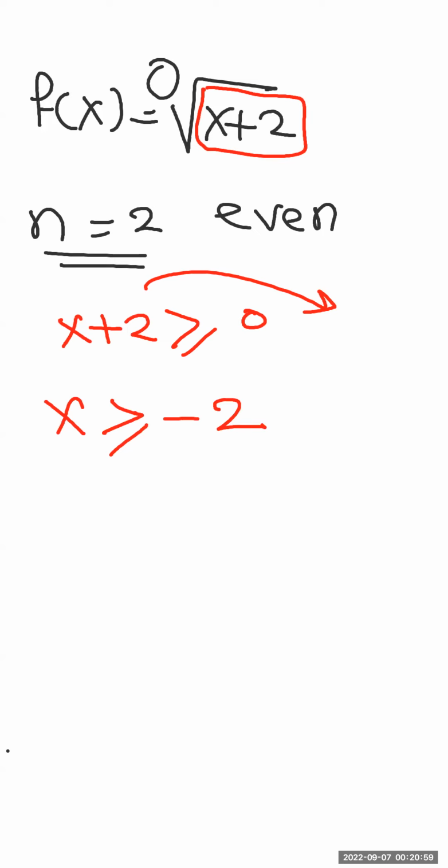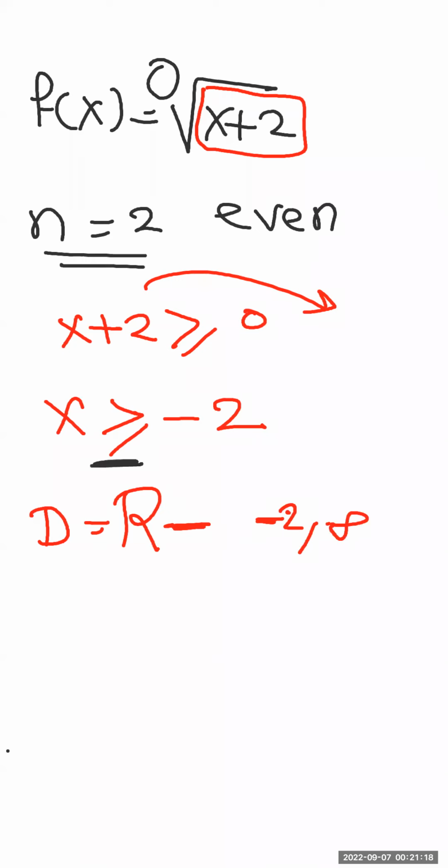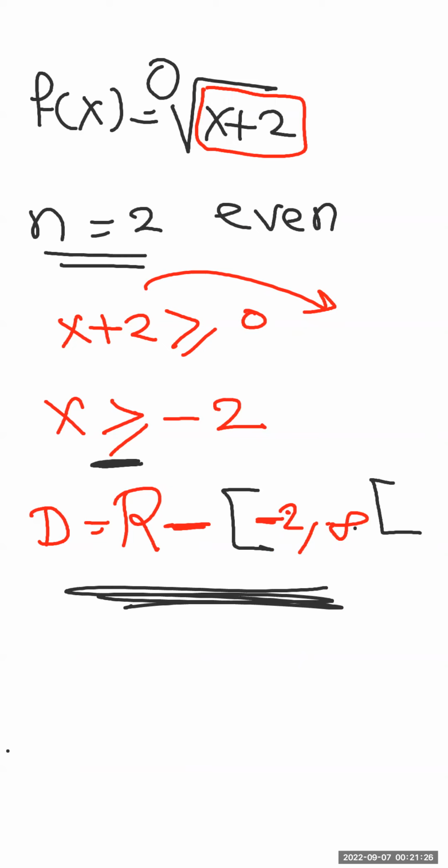Okay, so what will be the domain? The domain will equal the interval from negative 2 to infinity. Negative 2 is closed because it's a greater than or equal to, so closed from this side, and the infinity is open. Okay, guys, is this question clear? Yeah.